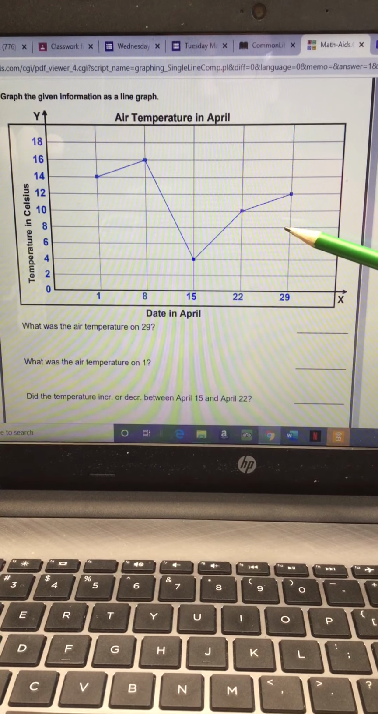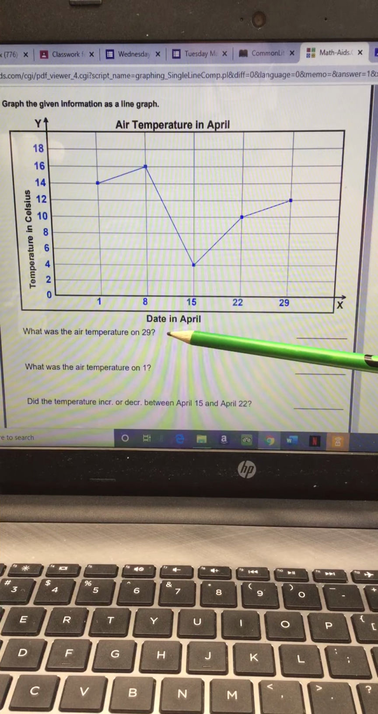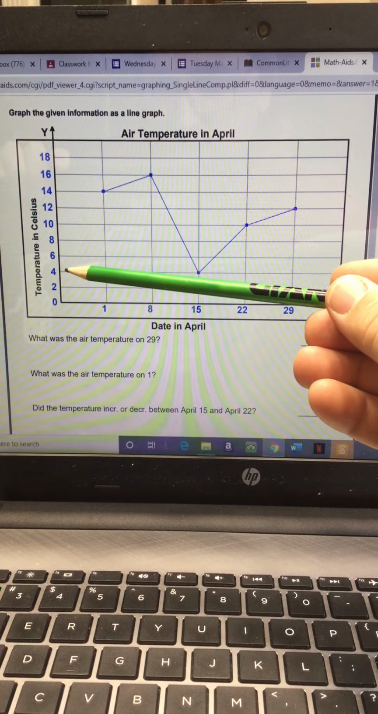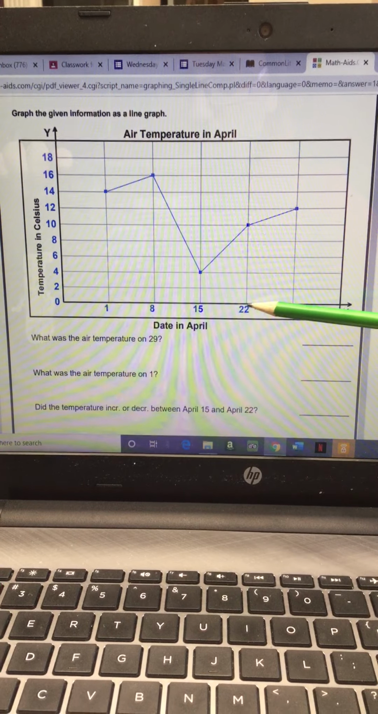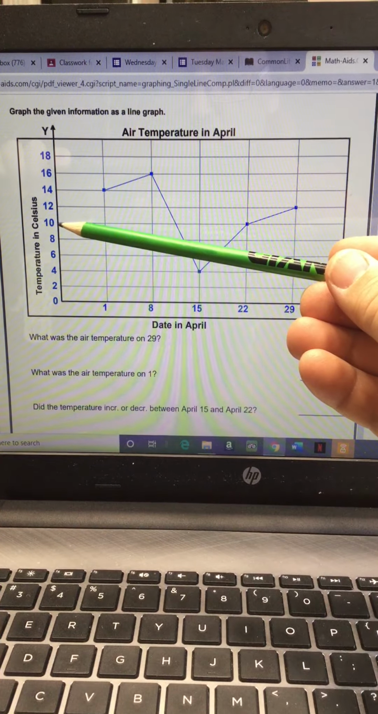That's pretty much line graphs. Pretty easy. Interpret the information. It'll tell you something along either the x or the y-axis. Find where it is, shoot it up, and then shoot it across.